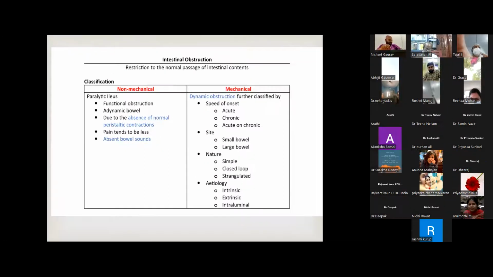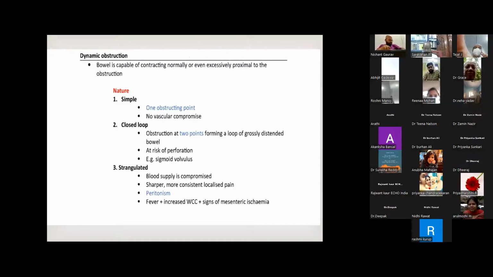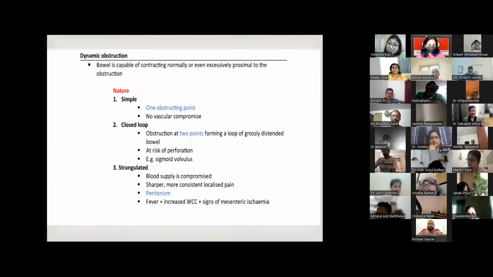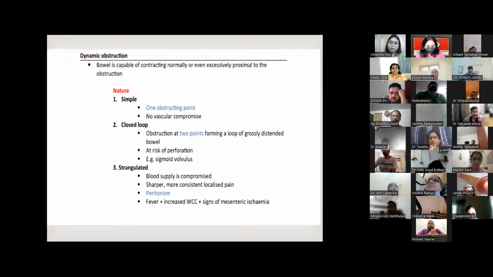Now, other than this, based on the nature, it could be simple, closed loop, or strangulated, like you were saying. Simple, like earlier one of you was saying, could be multiple sites or a single site. So if it's simple, there's only one obstructing point, and there is no vascular compromise. Whereas when it is a closed loop, there are 2 points of obstruction, and the loop in between is grossly dilated. And here, because of the gross dilation, there is always a risk of perforation.